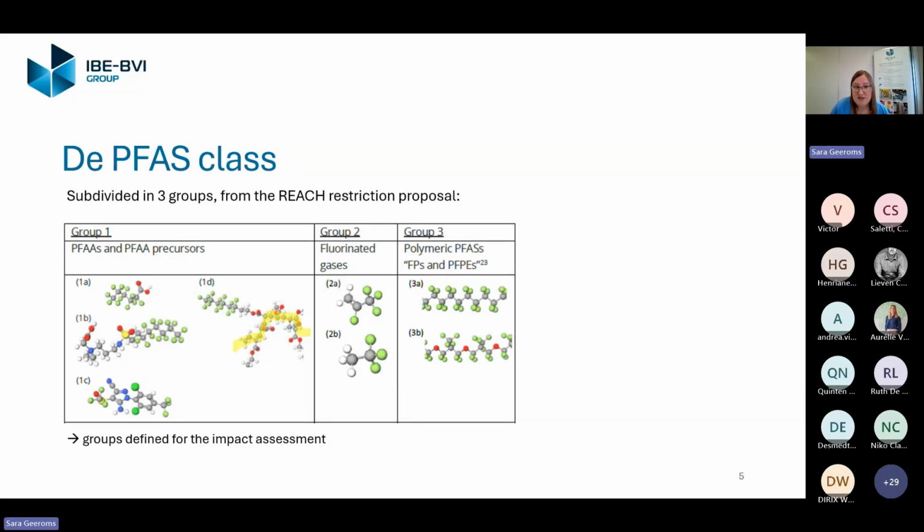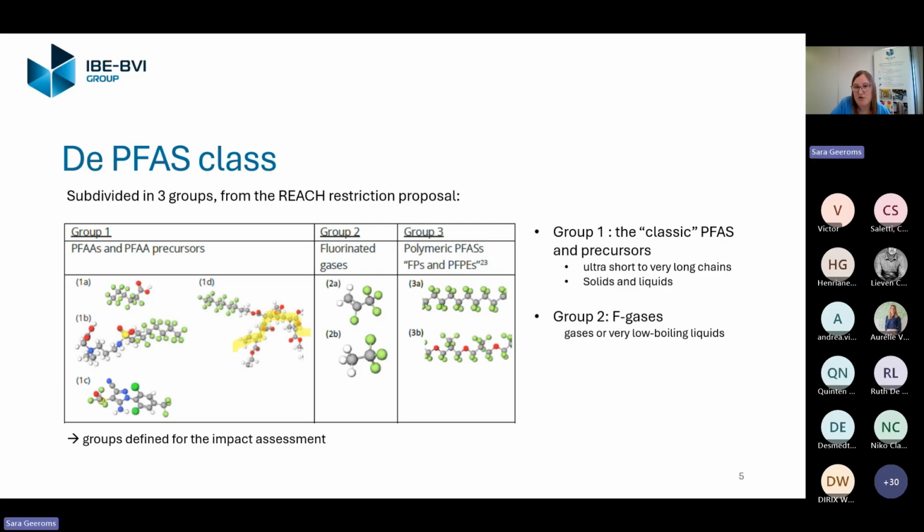There are 3 subclasses. The first group are the classic PFASs and their derivatives. They have short to long chains and can be solids or liquids. The second group are the fluorinated gases, so they are gases or low-boiling liquids. And the third group are the polymers. They are thus long molecules and are hard or rubbery solids, like Teflon.